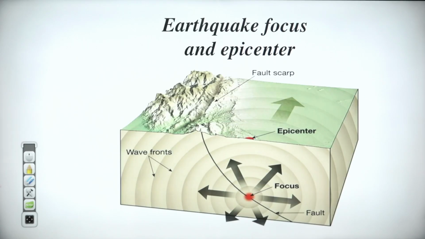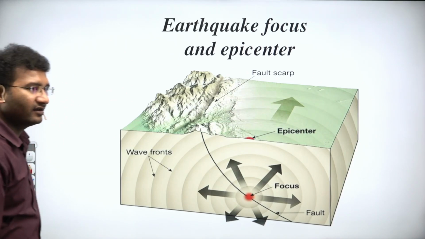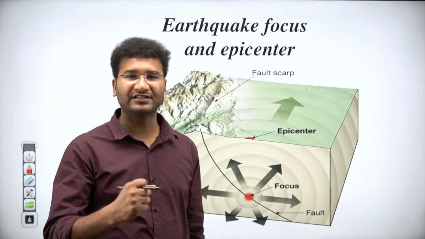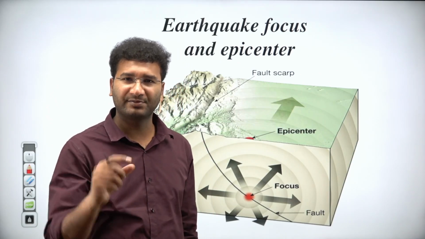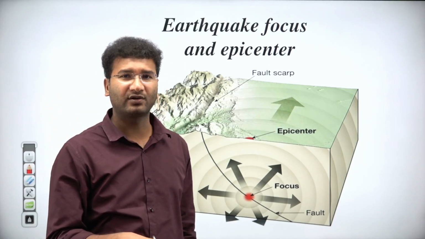An earthquake can be generated at shallow depths. It can also be generated at deeper depths. An earthquake generated at shallow depths is called a shallow earthquake. Shallow depth means a lower depth. And an earthquake located at deeper depths is called a deep earthquake.